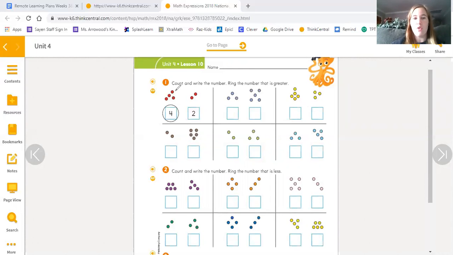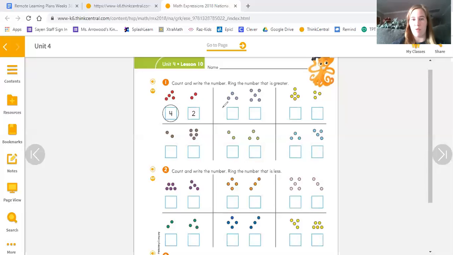So on your worksheet, the first part, I'm going to read your directions. It says count and write the number. Ring, which we know also means circle, the number that is greater. In the example, you can see they counted 1, 2, 3, 4. They wrote the number in the box. 1, 2, wrote the number in the box. If you remember from the directions, it said to ring the number that is greater.